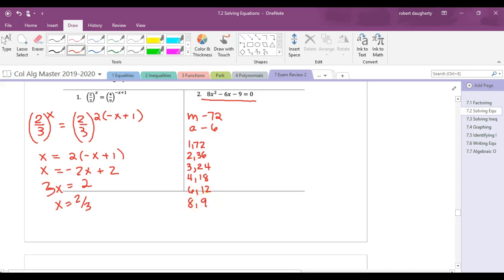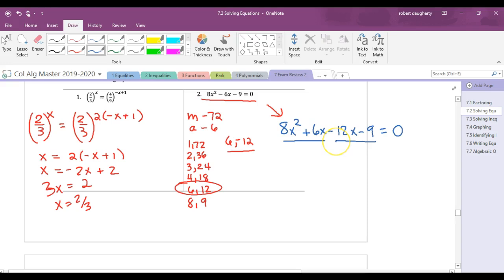And 9 and 8, and then I start to repeat myself, okay? Is there a way to combine these numbers and get a negative 6? That's going to happen right here. So if I had a 6 and a negative 12, that multiplies to negative 72, that adds to the negative 6. Rewrite this problem. This problem is now 8x squared plus 6x minus 12x minus 9 equals 0.